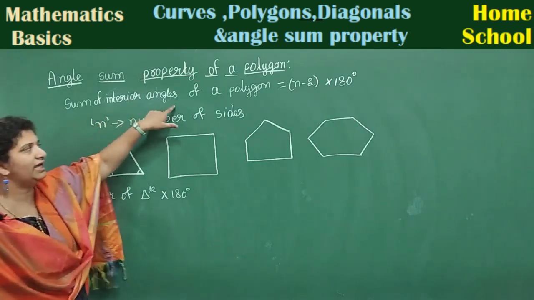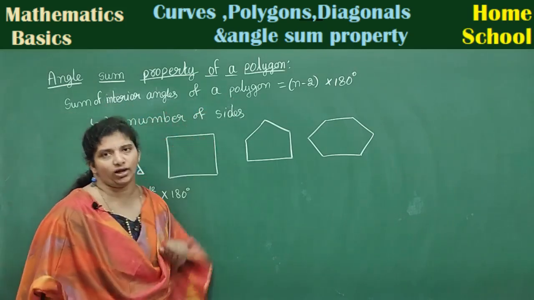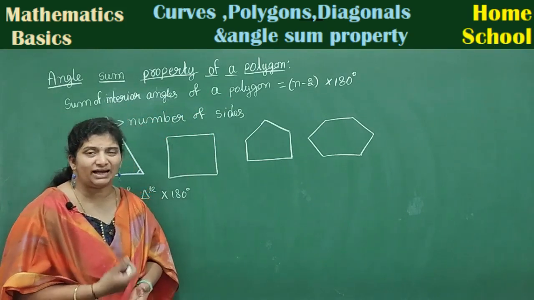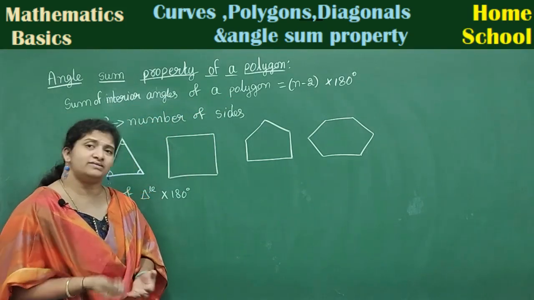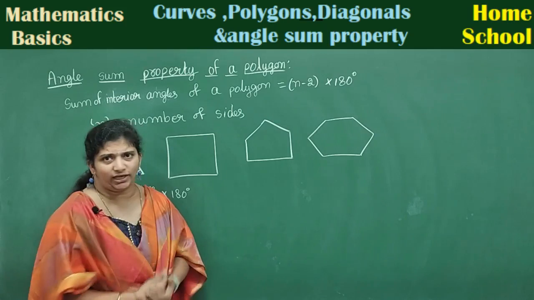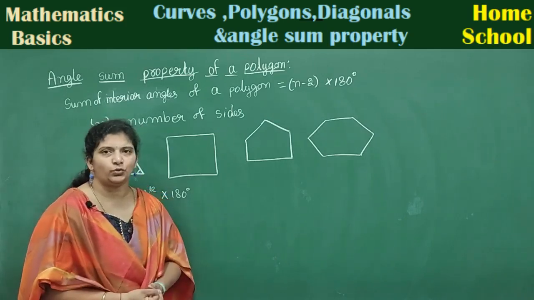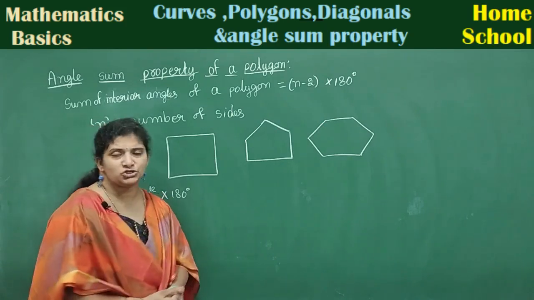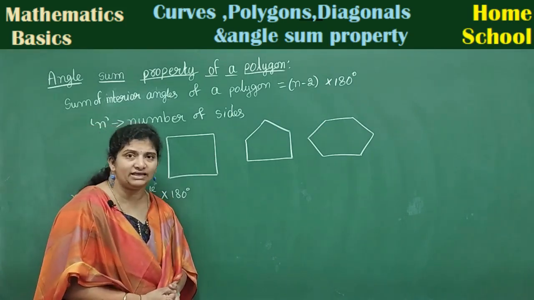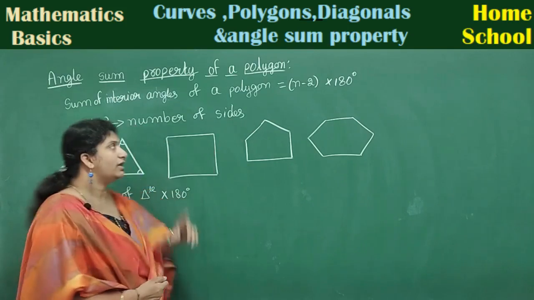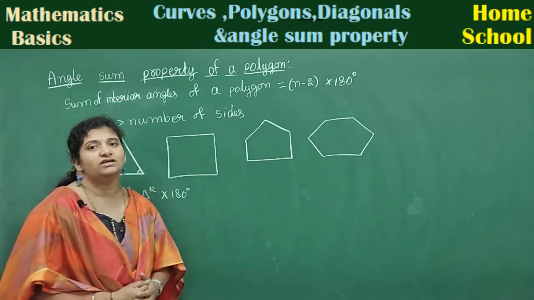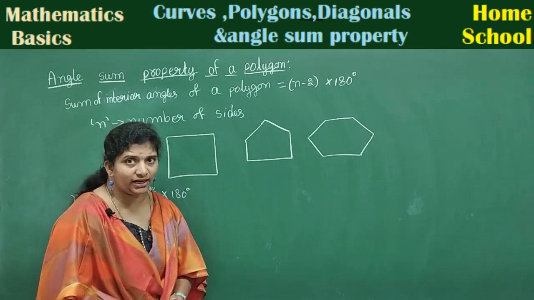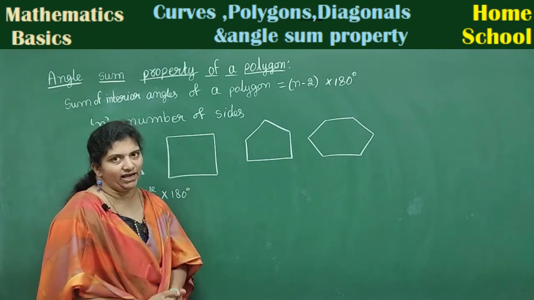Sum of interior angles of a polygon. It may be any polygon: triangle, quadrilateral, pentagon, hexagon, heptagon, octagon, any polygon. The same formula you can apply. What is that, children? (n minus 2) into 180 degrees. What is n? The number of sides the polygon contains. How many sides does that polygon contain? That is your n value.